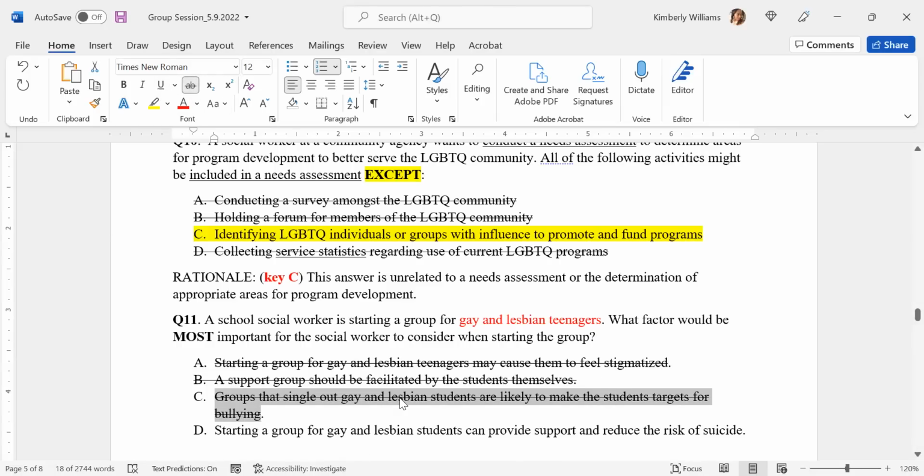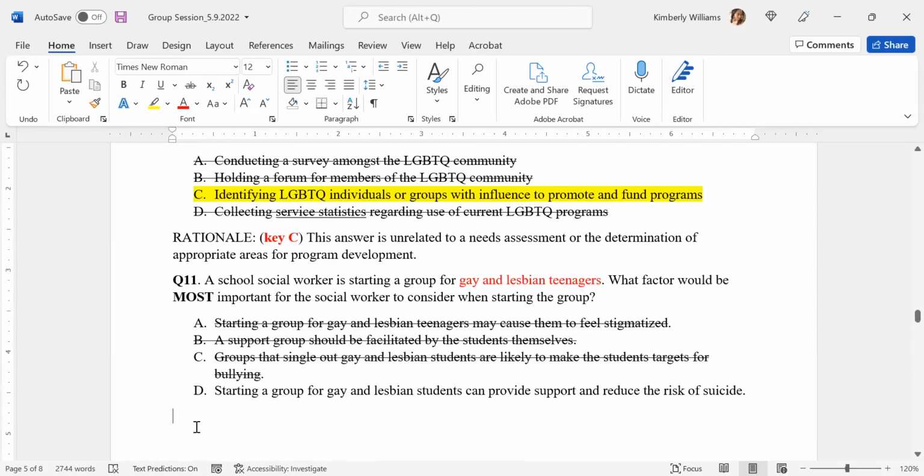Starting a group for gay and lesbian students can provide support and reduce the risk of suicide. Is that an important factor to consider? No. Well, honey, which one is? Because I thought y'all was all on the same page and she bust out with the no. So which one is it? That was a strong no.